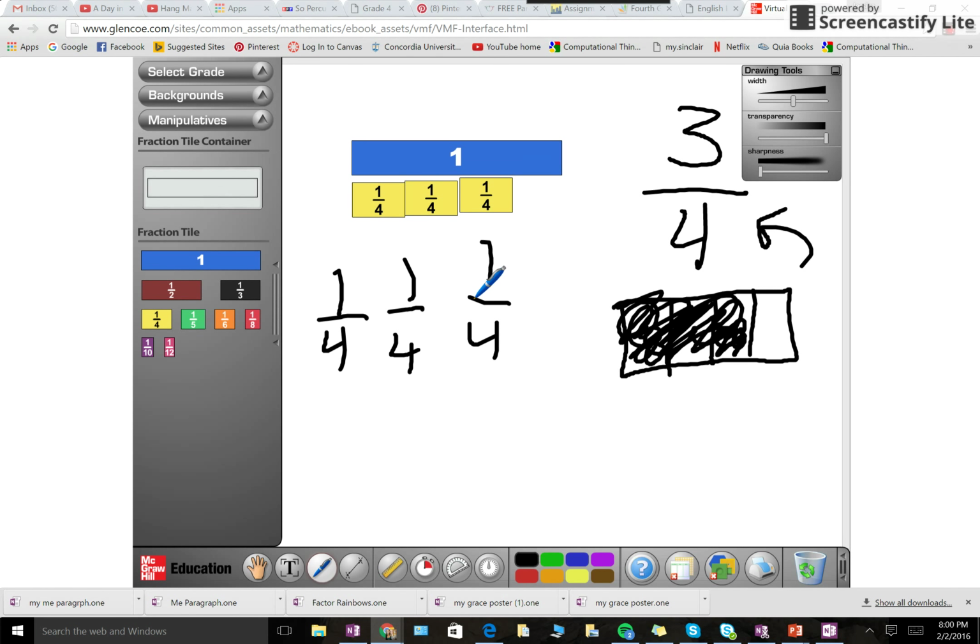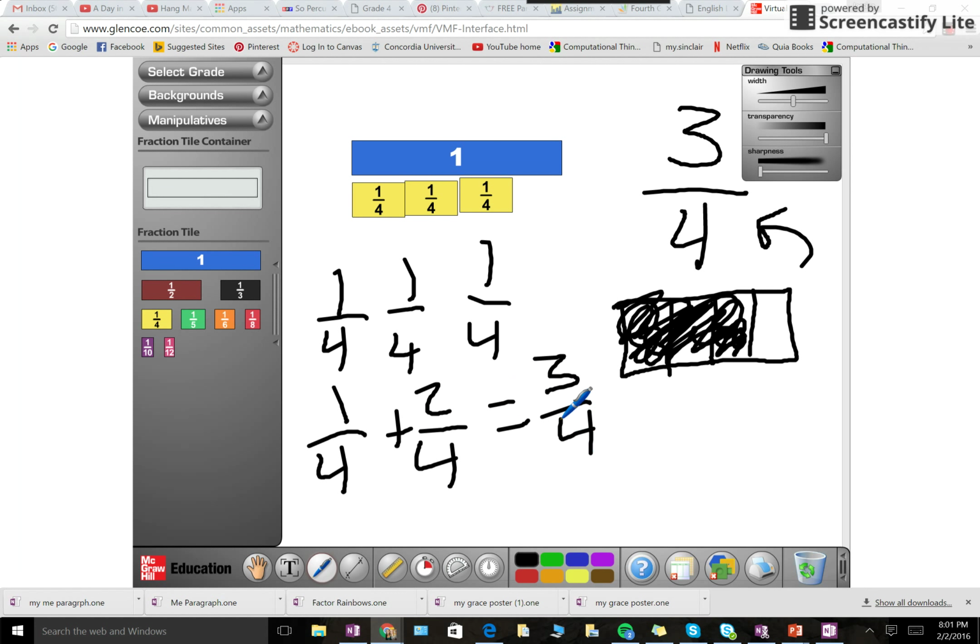Now, if you want to think and be advanced, wouldn't 1/4 plus 2/4 also equal 3/4? That would be another way you could draw and get to 3/4. But for our work that we're going to be doing today, we're going to really focus on breaking it down into the smallest pieces possible. So I want you to try on your own.